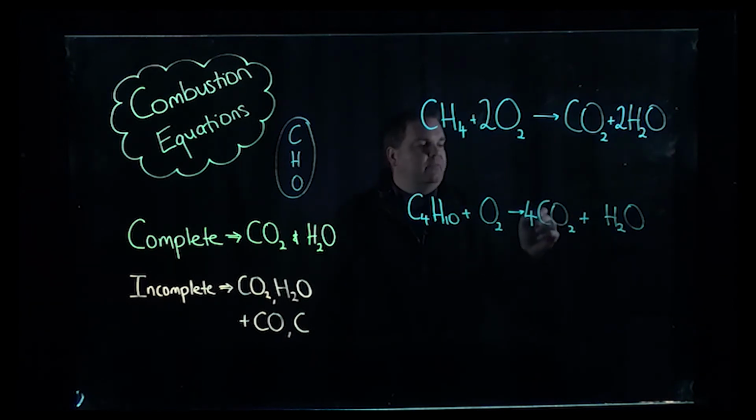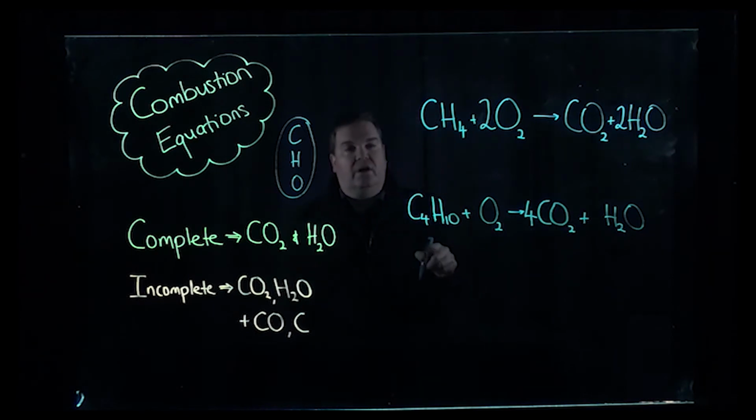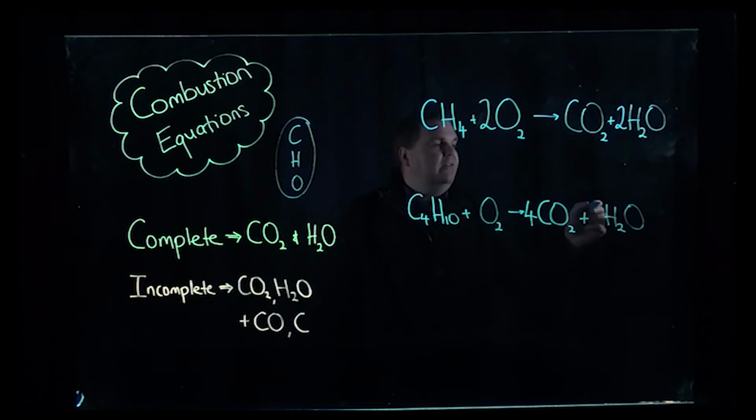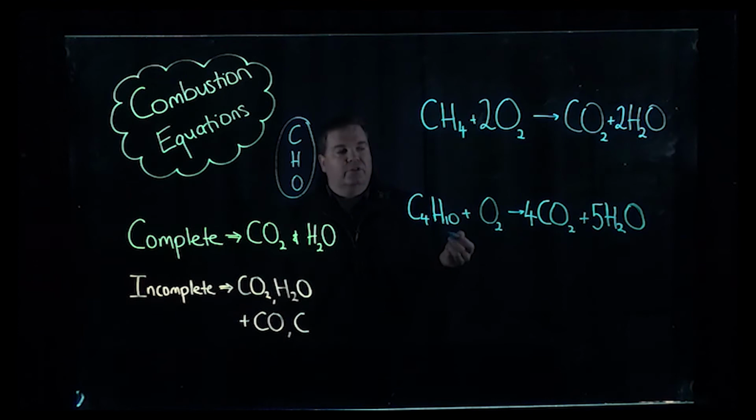Okay, so now we've balanced up our carbons, we're going to leave our oxygens to the end. So the next thing we're going to do is our hydrogens. We've got 10 hydrogens here, so we're going to balance up with a 5 out the front of the water over here, because that 5 times the 2 hydrogens that we've got here in H2O will give us our 10 hydrogens. So the last thing we're now going to do is look at the oxygens.